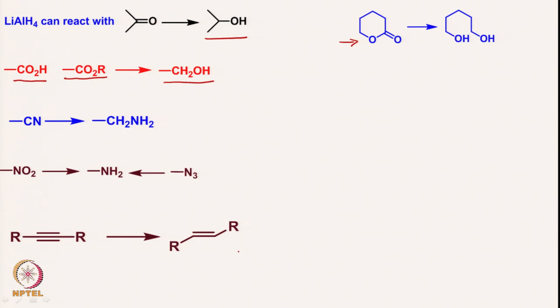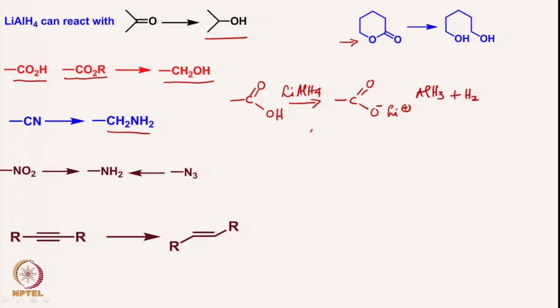We will discuss the mechanistic aspects of conversion of the ester to the alcohol, or cyanide to the corresponding amine, a bit later, but first we see what happens to the corresponding acid here. Obviously, when we have the acid and react it with lithium aluminum hydride, it forms the O minus Li plus, and of course you get AlH3 with the release of hydrogen. That means the AlH4 minus part, which is negatively charged, takes up the proton first from here, and we generate this species, which then eventually forms the corresponding oxygen-containing species with a negative charge here and lithium plus.